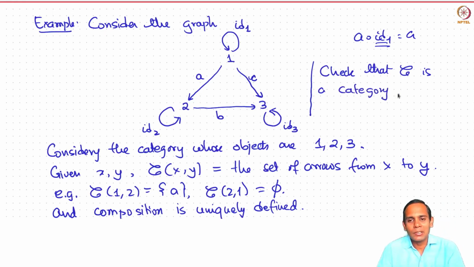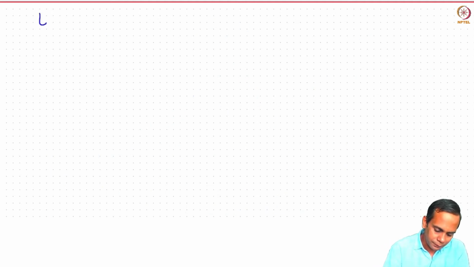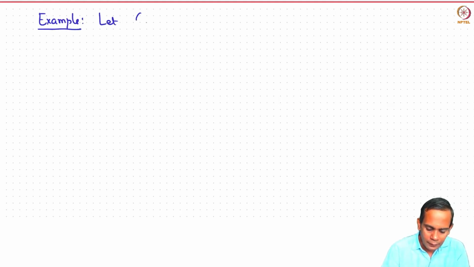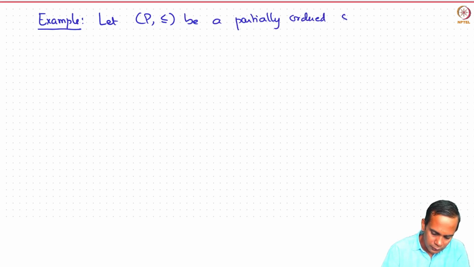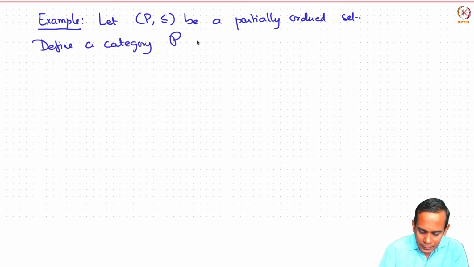This is a special case of a more general category that is associated to a partially ordered set. When we studied Zorn's lemma, we saw the definition of a partially ordered set. We'll use that to construct a category here. Let P be a partially ordered set. Define a category, which we'll denote by script P, whose objects are the elements of P.